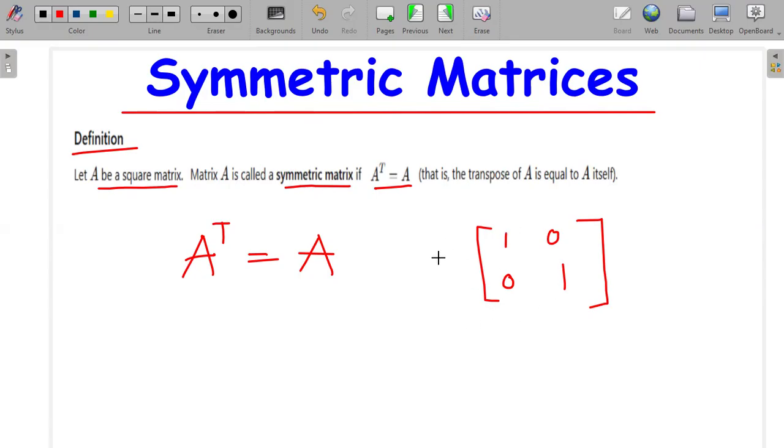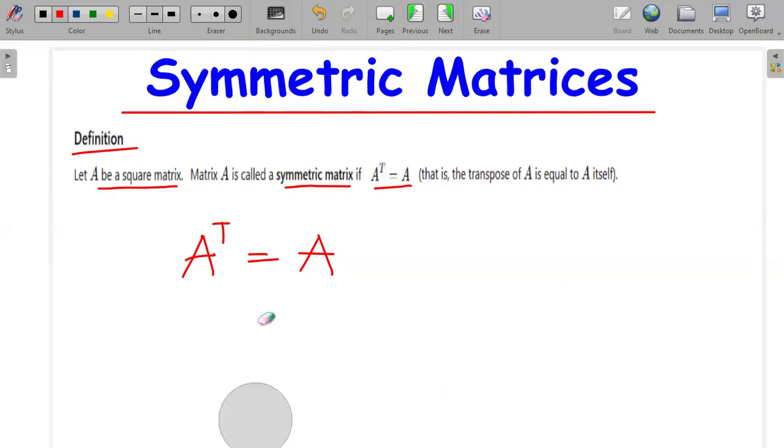Let's try. If this is my matrix A, let's find the transpose. We defined the transpose as exchanging the rows with the columns. This is the first row and this is the second row. The first row, I write as a column in A transpose, so 1, 0. Then the second row, I write as the second column, so 0, 1. You can see that A and A transpose are equal. If this condition is satisfied, we can conclude that the matrix A is symmetric.